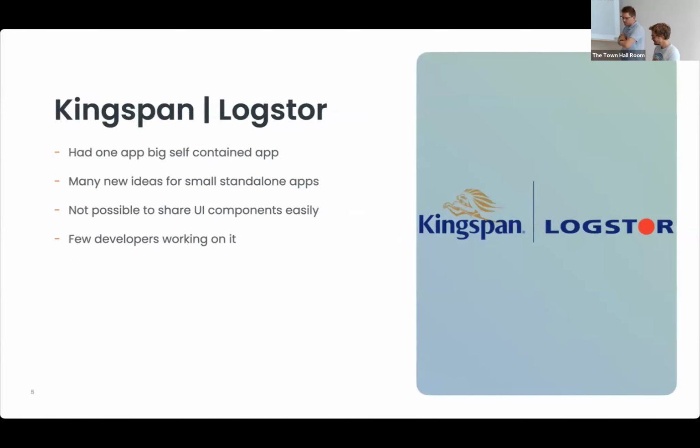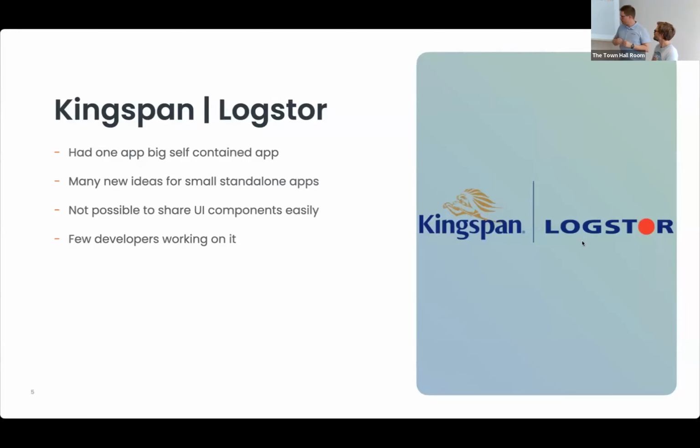Let's take one of the first examples. We had, or we still have, Kingspan as a customer. We had a big app for them that we did. It's a big calculator app that calculates how much power you would save if you upgraded your district heating pipes, whatever that is in English. And that's a big calculator for that.